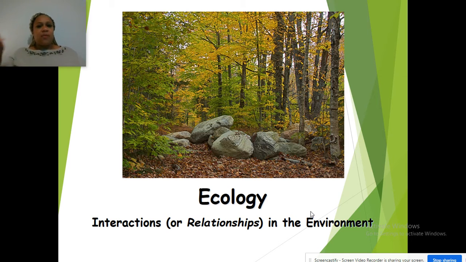So we're pretty much going to talk about the interactions that take place in. Look at the picture right there. You have interactions taking place right now in that picture because you have trees, you have rocks, you have sunlight, you have all different types of factors taking place. So we're going to go into detail.